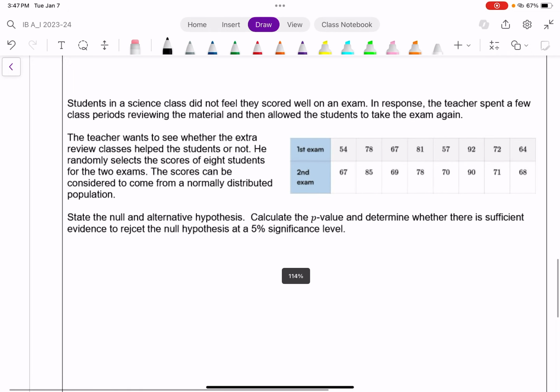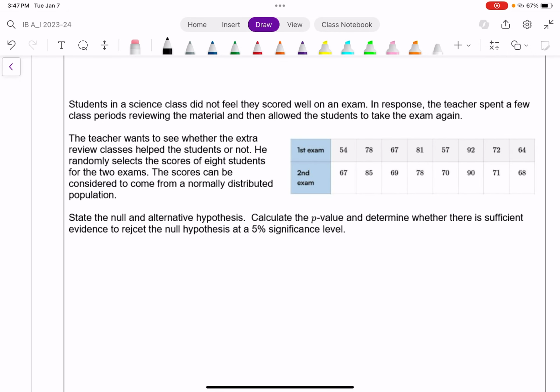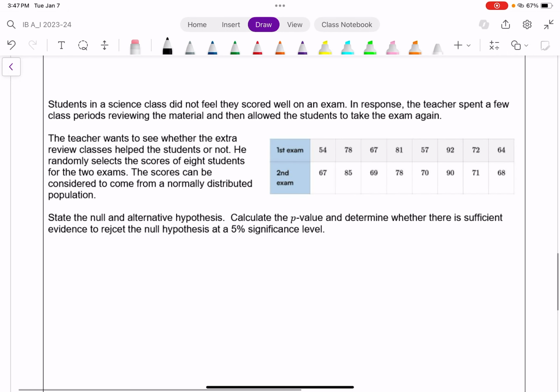All right, last question is what we call a matched pair problem. We have two sets of data and we want to see how they compare. So we have students in a science class who feel they did not score well on an exam, so in response, the teacher spent a few class periods reviewing the material and allowed them to take the test again. So we want to see here now, did that review make a statistically significant difference in improving their marks?